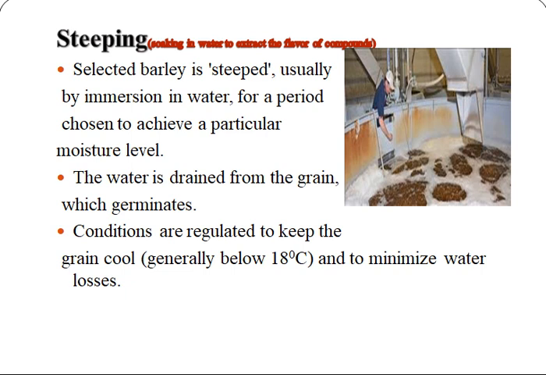Selected barley is steeped, usually by immersion in water for a period chosen to achieve a particular moisture level. The water is drained from the grain, which germinates. Then the germination process is started. Conditions are regulated to keep the grain cool and to minimize water losses, so the temperature is kept below 18 degrees centigrade.